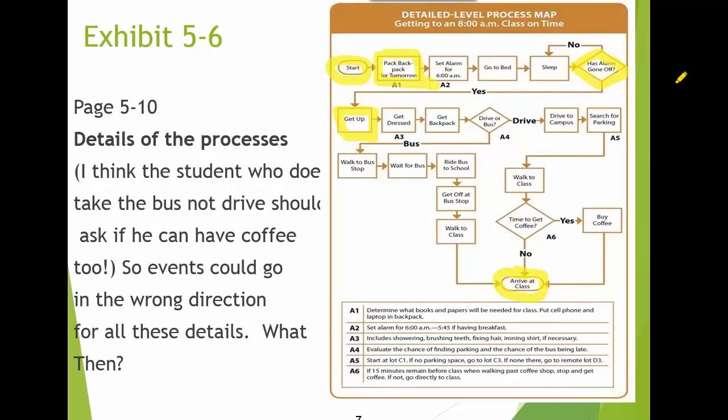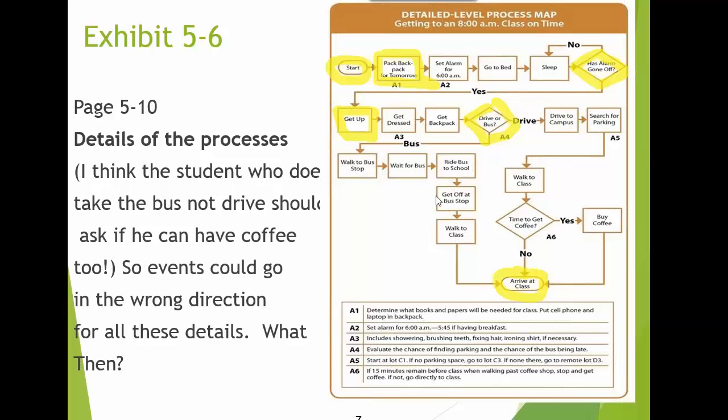We get up, we get dressed, we get our backpack, and then the next decision tree is, and again, in a decision tree, we're looking at a yes or no, or maybe yes one, yes two, and no. You could have multiple decisions from a decision tree, but in this case it's yes, no. Or in this case it's drive versus bus, which is, again, perfectly acceptable. We just need to make sure that we understand what the decisions are in relationship to this process.